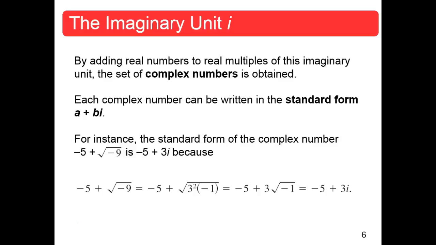Each complex number can be written in the standard form of a plus bi. You tell me what the a's can be. All real numbers. Tell me what the b's can be. All real numbers. But then the b part, you're multiplying by that imaginary unit, which is the square root of -1.